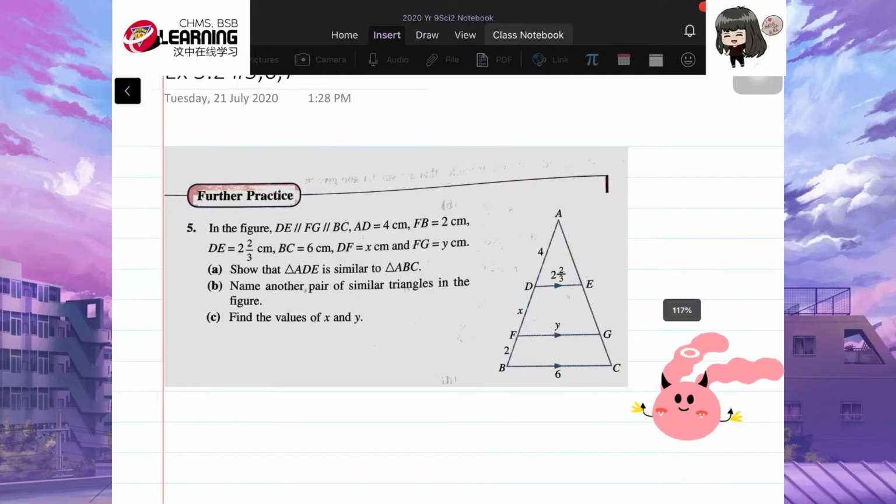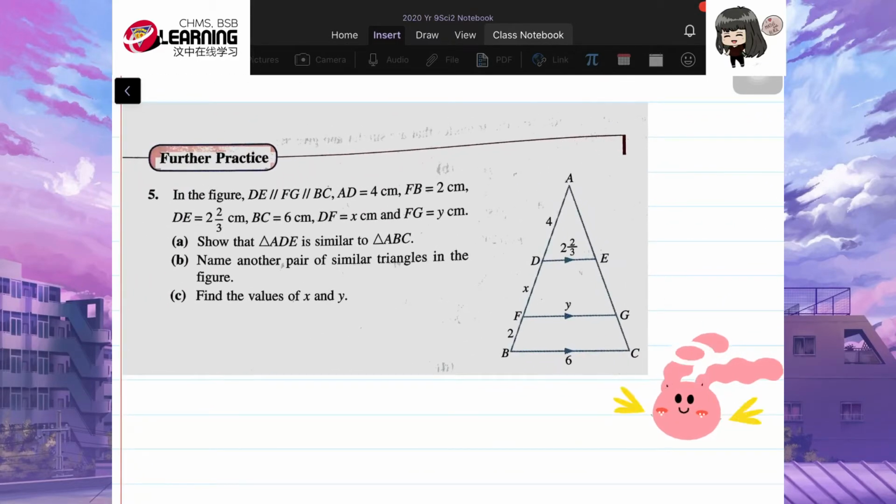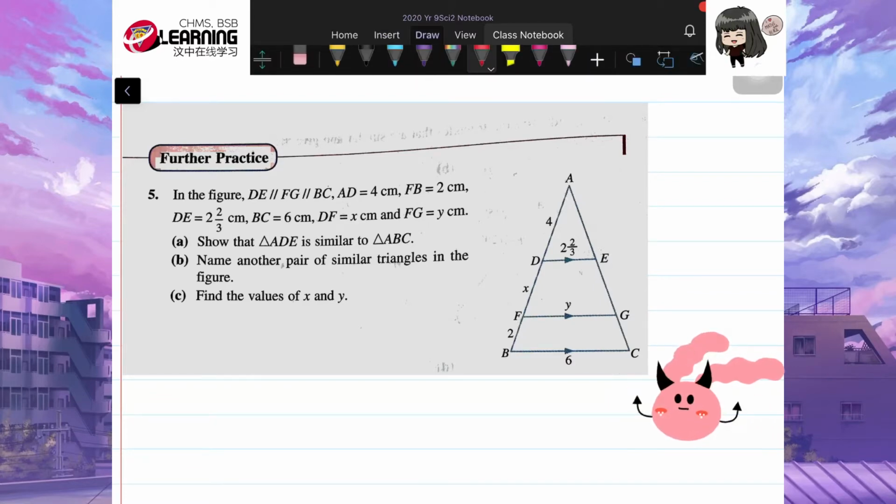So in the figure, DE is parallel with FG, parallel with BC. Okay, it's already mentioned in this diagram. Everything is already mentioned in this diagram here. You can read the question by yourself. And then part A, show that triangle ADE is similar to triangle ABC.